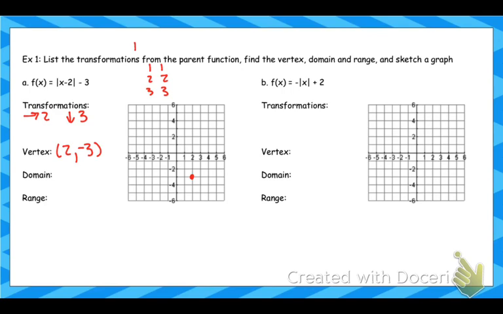We're going to do the same thing on this graph, but we're going to do it from the new vertex. So from that vertex, we're going to go right 1 and up 1, right 2 and up 2, right 3 and up 3. And because this graph has an axis of symmetry, we'll do the same thing on the other side.